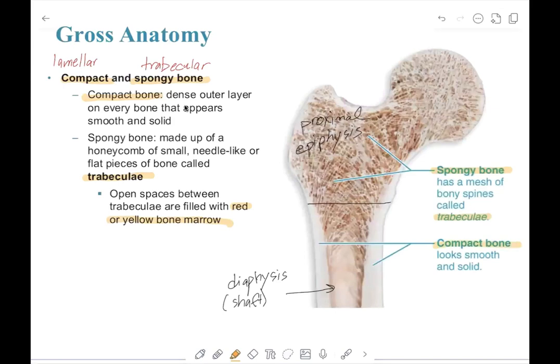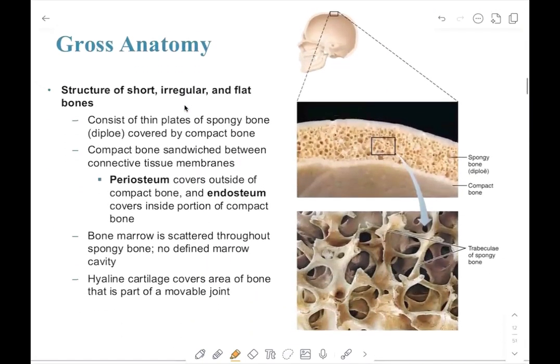And we'll see what the lamellae are coming up. If we look at the gross anatomy of a flat bone, or short or irregular, any of those three, they have thin plates of spongy bone, which is called diploe. The way it looks is that the compact bone actually sandwiches the spongy bone. It's almost like the compact bone would be the pieces of bread, and between that would be the spongy bone.